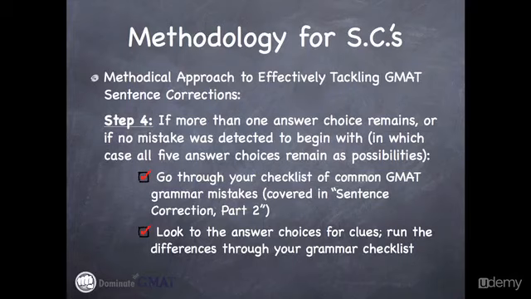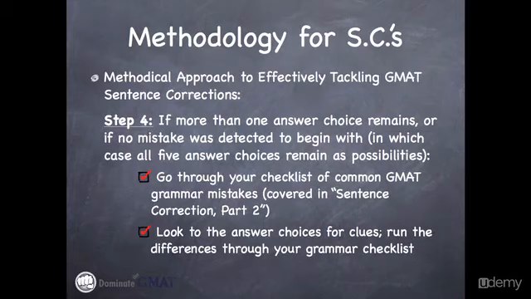Now, that doesn't mean you immediately choose answer choice A. Just because you didn't see a mistake doesn't mean one wasn't there. So whether you didn't see one to begin with and all 5 answer choices are still on the table, or we've eliminated a couple, which is what we've done in this example, but you still have a couple of answer choices left, now what do we do?